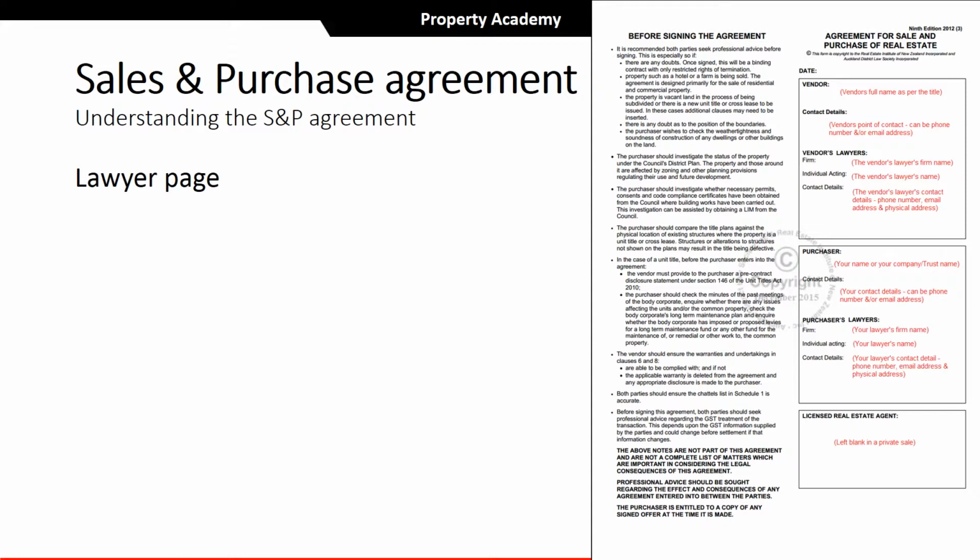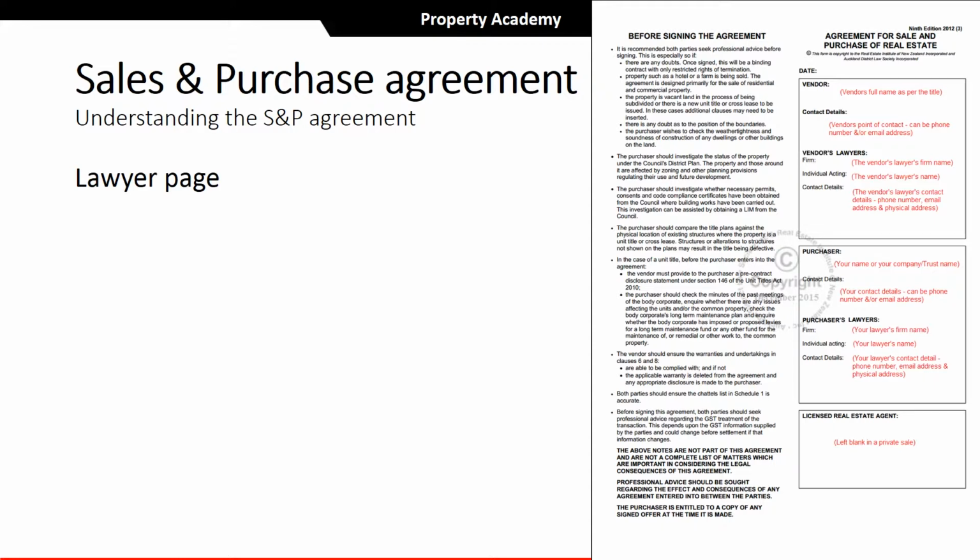Now, the vendor's lawyers is where you'll be writing in the firm. So it's the vendor's lawyer's firm name, the company name, the individual acting lawyer's name as well, and the individual acting lawyer's contact details. Most often this will contain the phone number and email, and or a physical address, as this can help the vendor and yourself should you need to go on site physically as well.